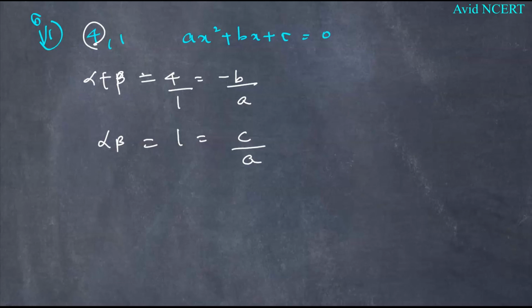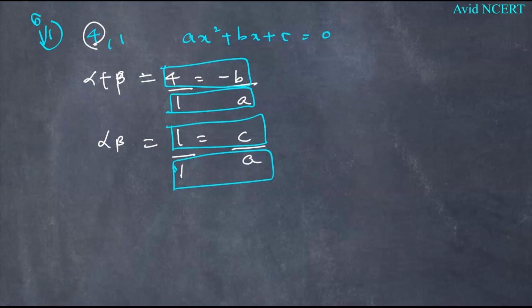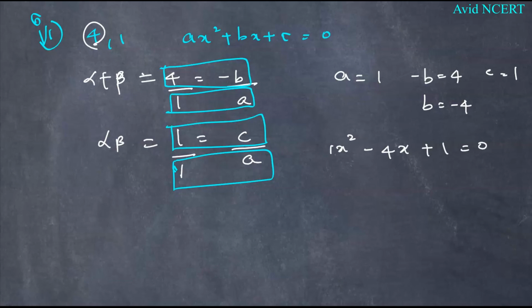So this can be taken as 4 by 1 and this can be taken as 1 by 1, which means the a value is the same in both cases. So a equals 1, minus b equals 4 and c equals 1. So from this we know that a equals 1, minus b equals 4, which means b equals minus 4, and c equals 1. Now substitute these values in the equation: 1x square minus 4x plus 1 equals 0. So this is the quadratic polynomial of the sixth problem, 4, 1.